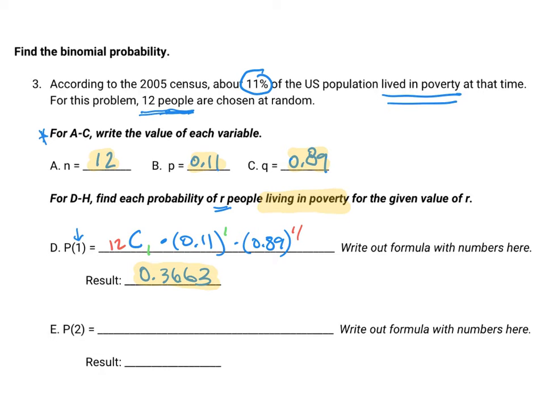In the next letter, letter E, we're doing P of 2, so R equals 2. So we're going to do a 12C2.